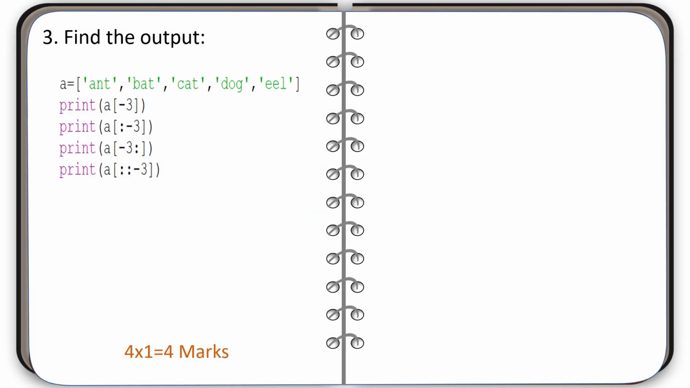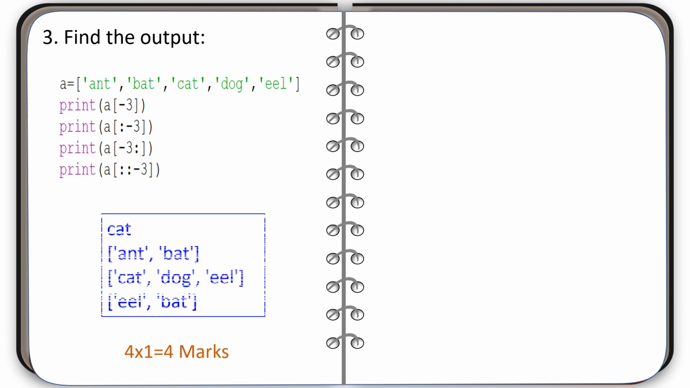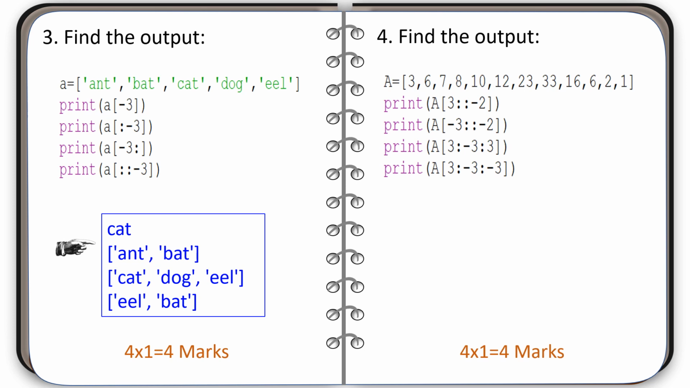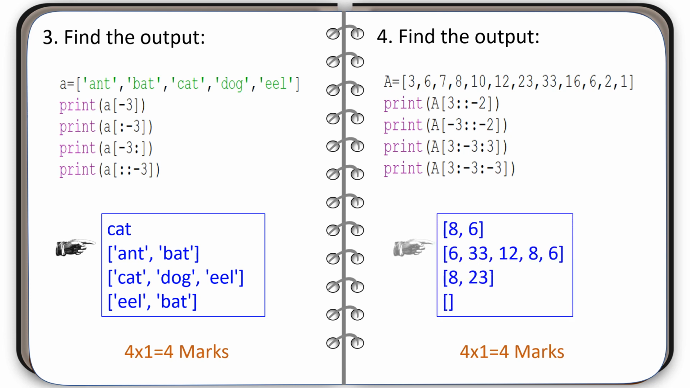Question number 3. Again see the code and find the output. Work patiently with slicing. And the output is this one. Question number 4. Again see the code and find the output. And these are the 4 lines of output.